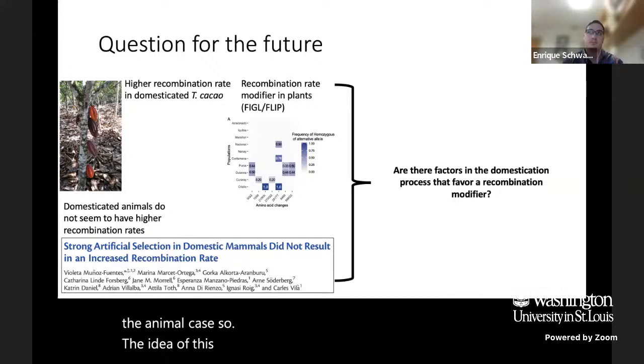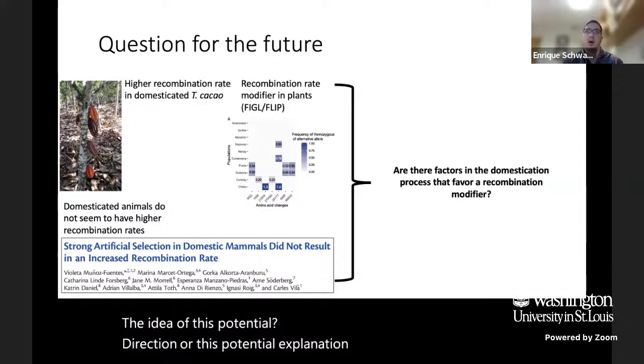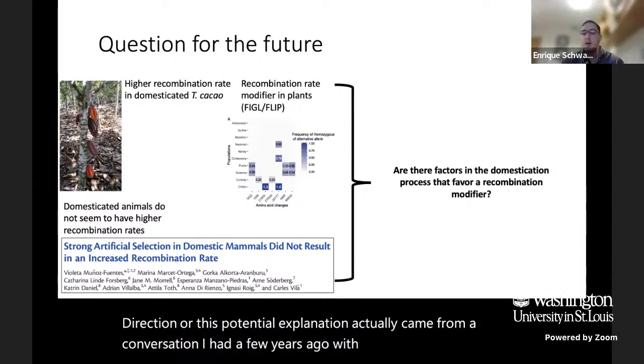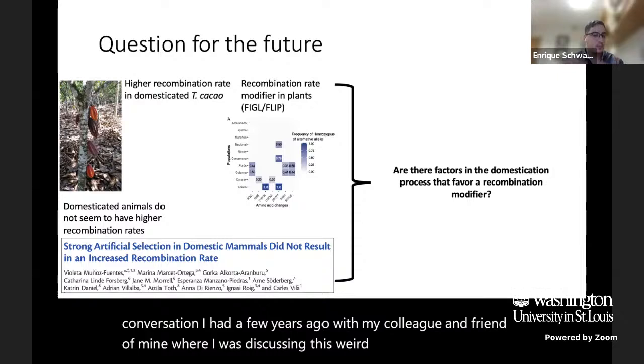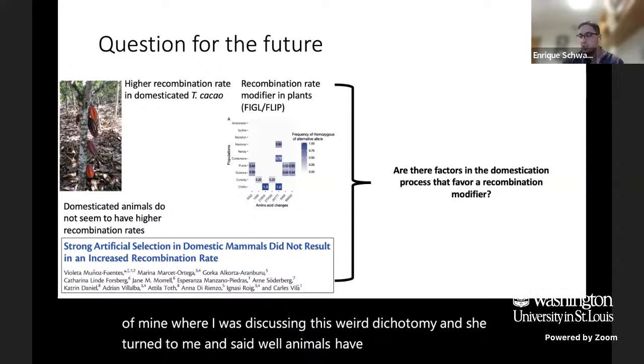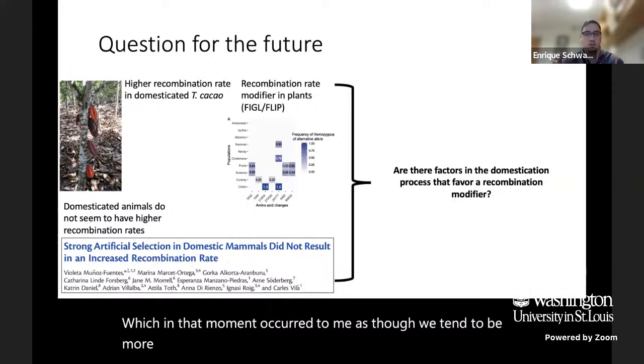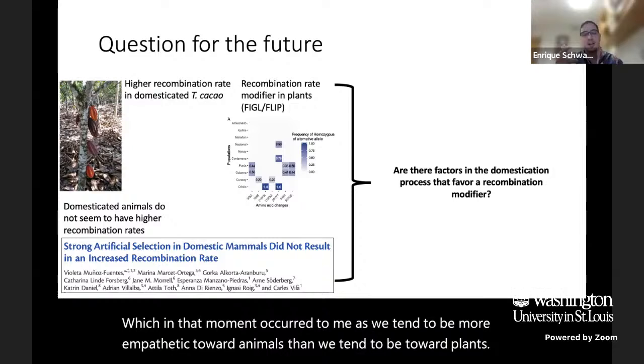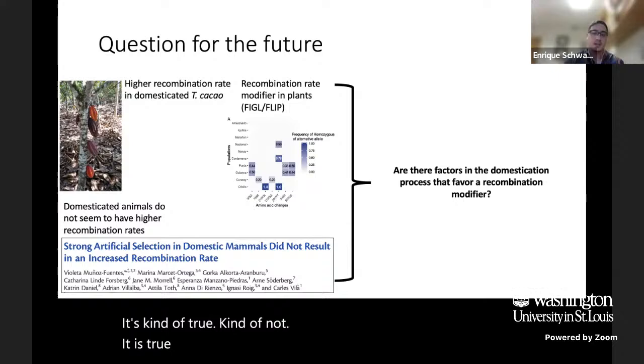explanation actually came from a conversation I had a few years ago with a colleague and friend of mine, where I was discussing this weird dichotomy. And she turned to me and said, well, animals have faces, which in that moment occurred to me as, oh, we tend to be more empathetic toward animals than toward plants. It's kind of true, kind of not, but it is true that the domestication process for animals and for plants can be very different, among other things.